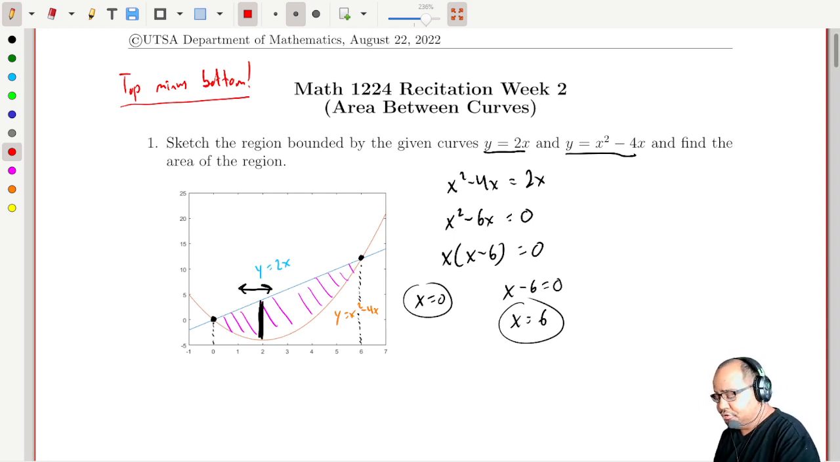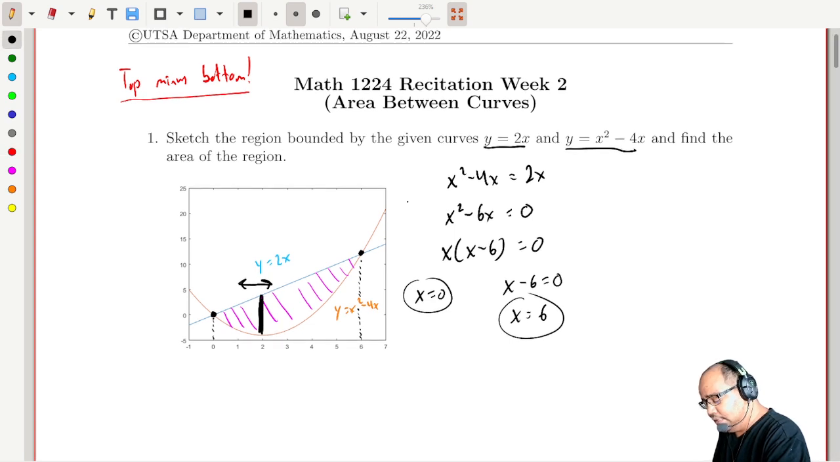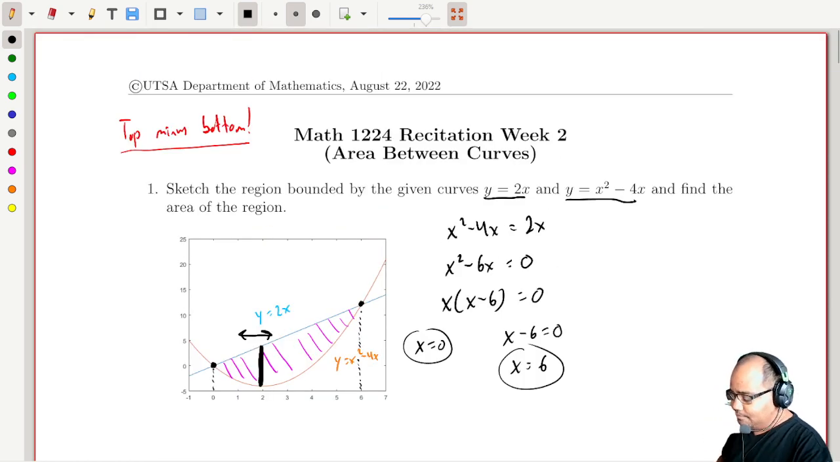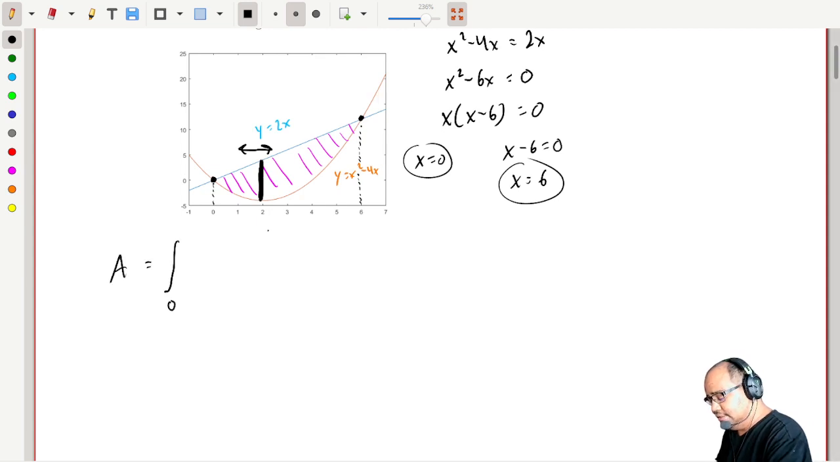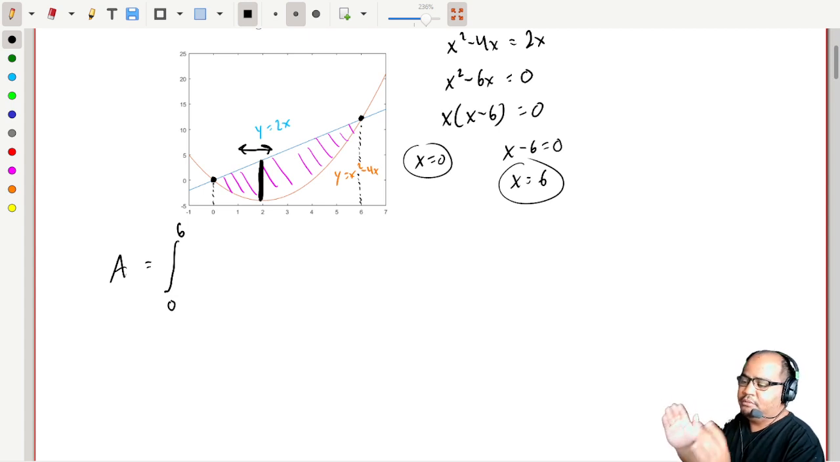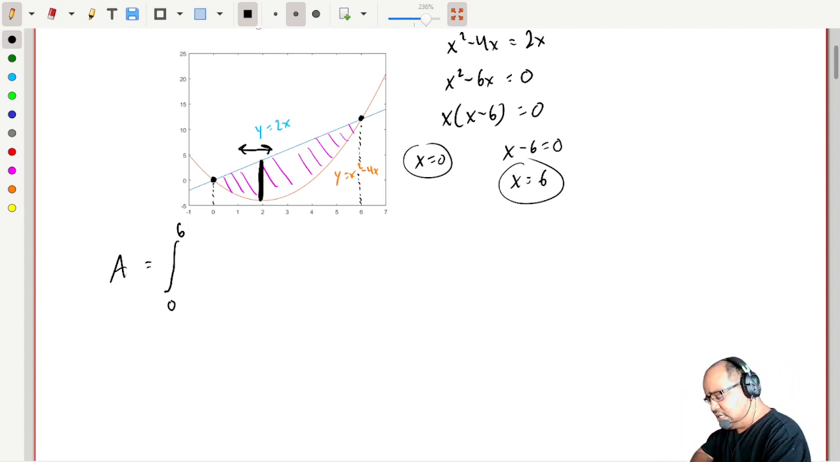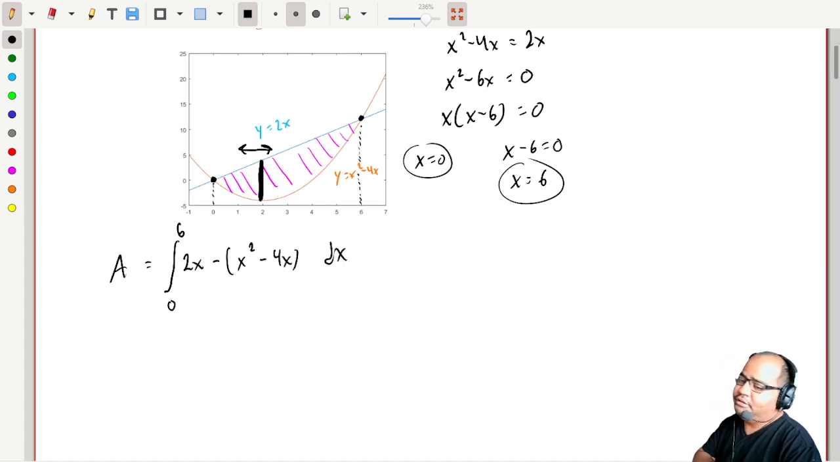As we see here in our picture, the top of this black strip is on the blue curve. That's the line. And the bottom is on the parabola in orange. So to set up our integral for our area, we're just going to do top minus bottom, in this case, blue minus orange. So the area here will be the integral from 0 to 6, because that's where our region is bounded from in the x direction. The top curve, which is 2x, minus the bottom curve, which is the parabola. We'll put all that in parentheses here, because we need to subtract all that away.